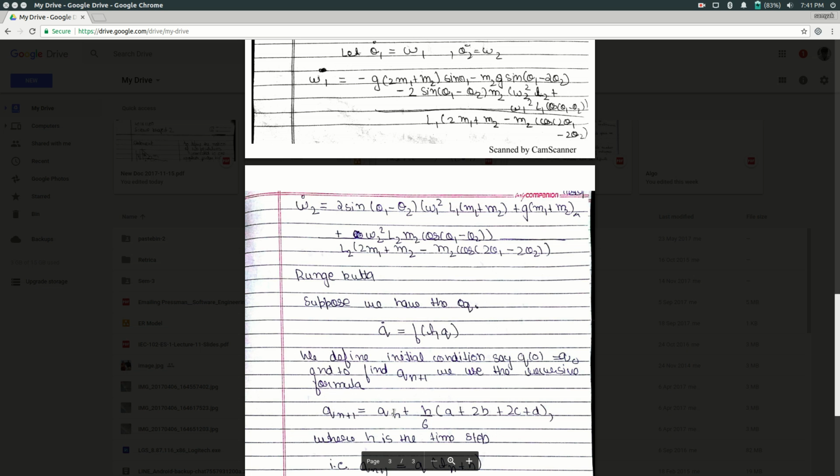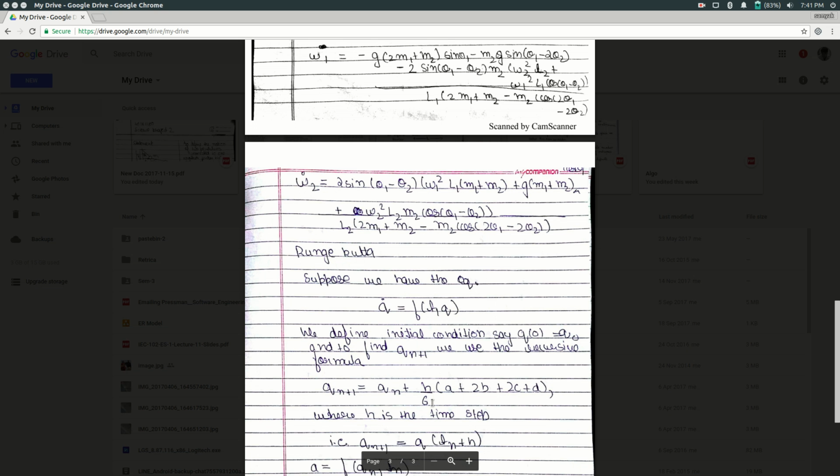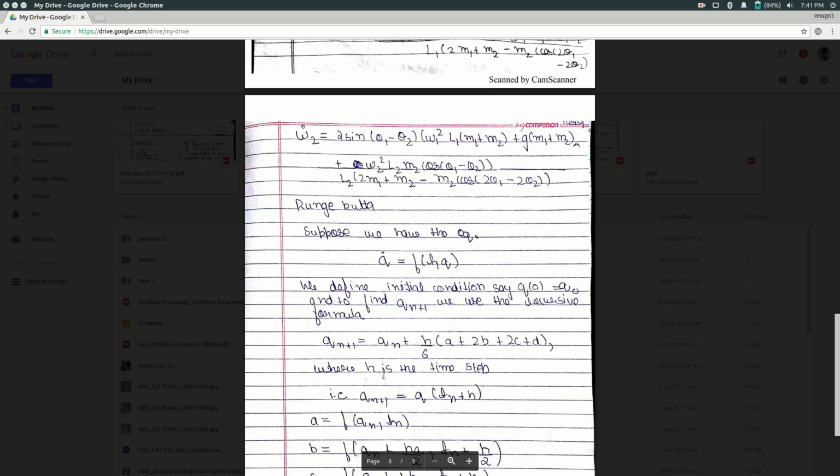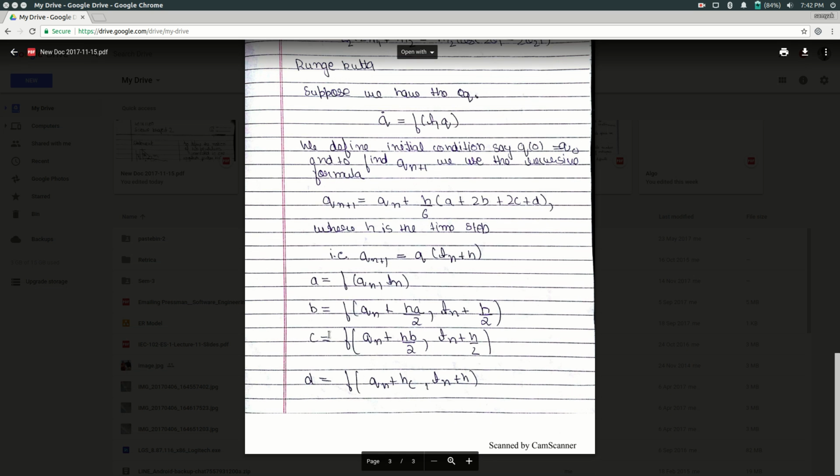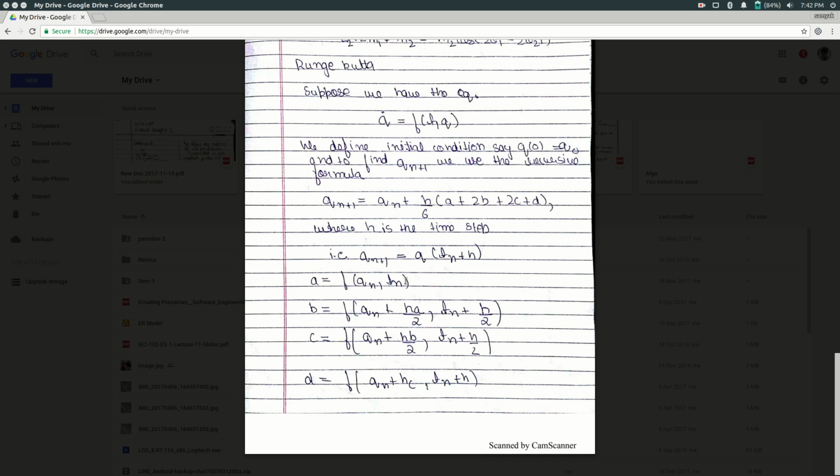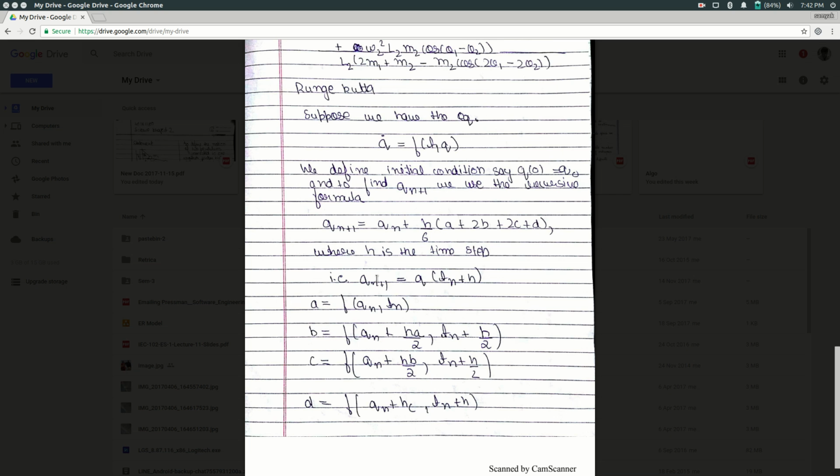So q n plus 1 is q n plus h by 6 of a plus 2b plus 2c plus d. Here h is the time step. In this method, we don't consider time to be continuous, we rather consider time to be distributed according to h, the time step. If at time t equals t n our state variable is in state q n, it will be in state q n plus 1 when the time becomes t n plus h, and the values of a, b, c, d are these. These are just the approximate values used.